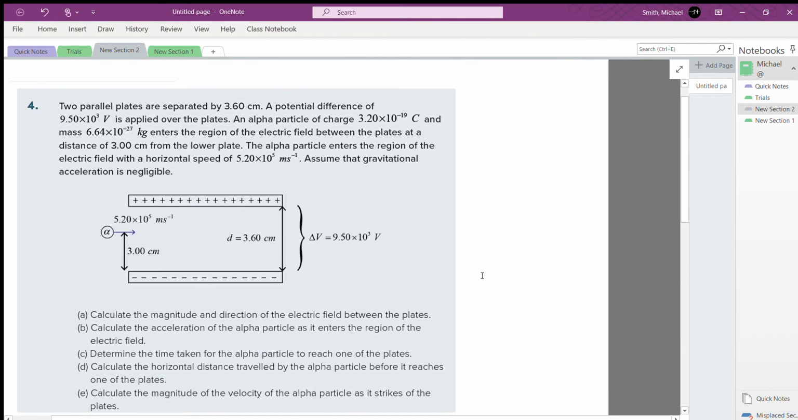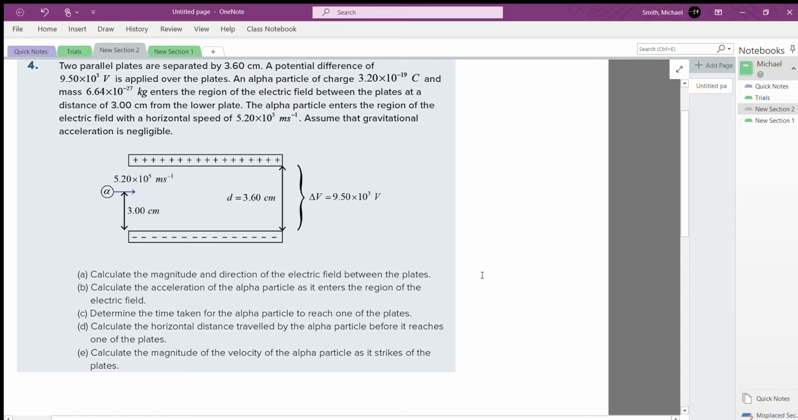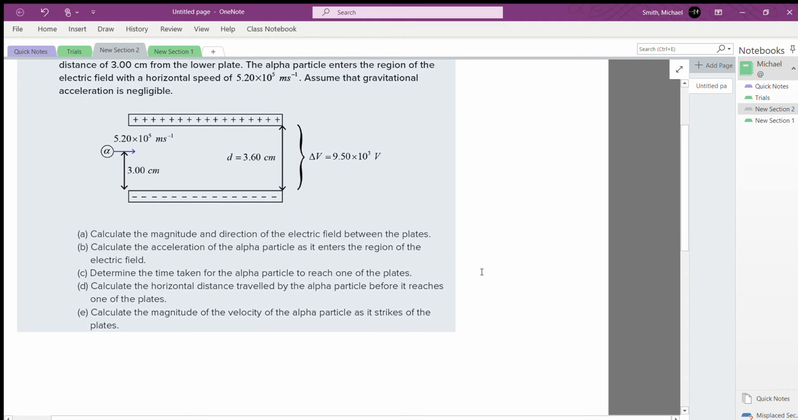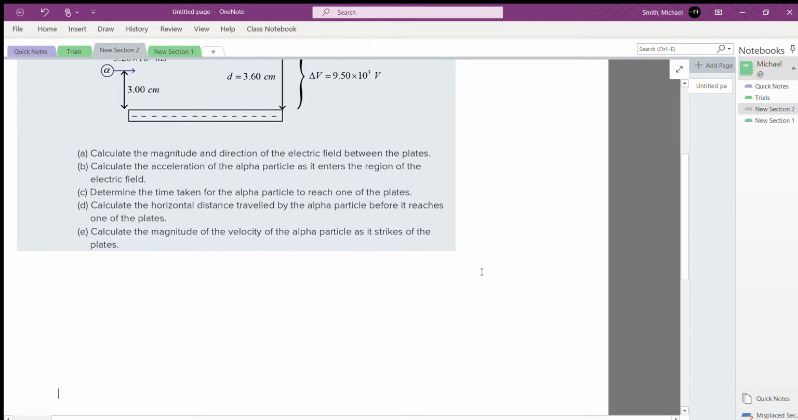This is question 4 of the SACE Stage 2 Physics course companion from Subtopic 2.2, Motion of Charged Particles in Electric Fields. Here we have two parallel plates and an alpha particle entering 3 centimeters above the negative plate at a speed of 5.2 times 10 to the power of 5 meters per second. What we need to do is calculate the magnitude and direction of the electric field between the plates.